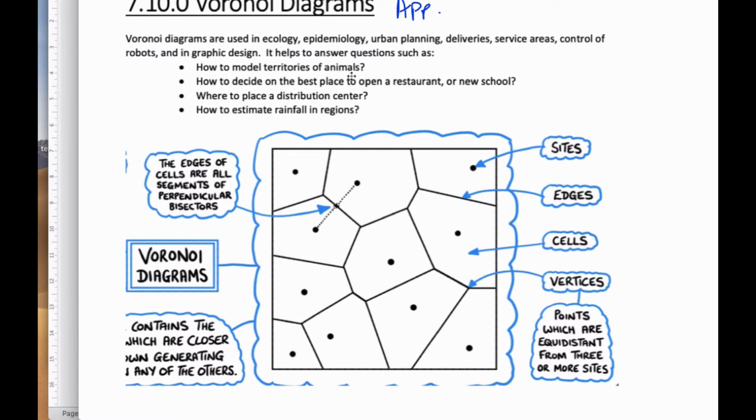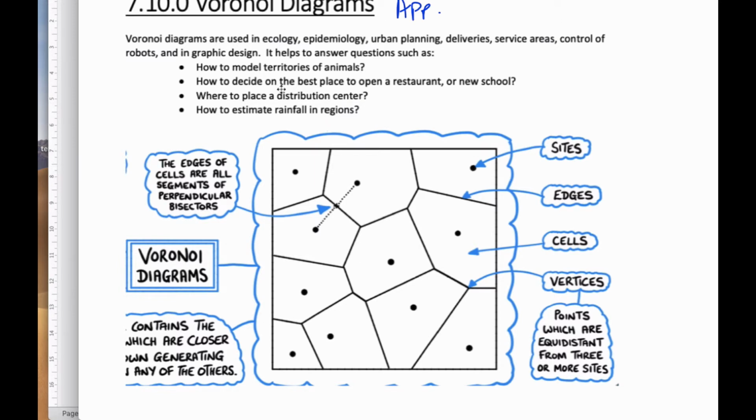It can model territories of animals. So imagine you have solitary polar bears that want their own territory. And so if this is the polar bear's, it maps his region out, and this is as close as they ever get, and it's equal distance to each other.